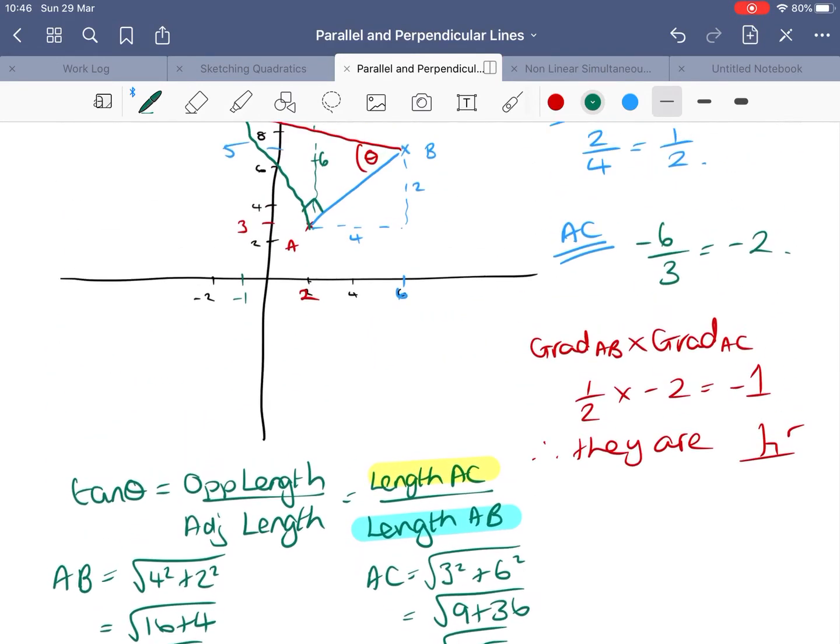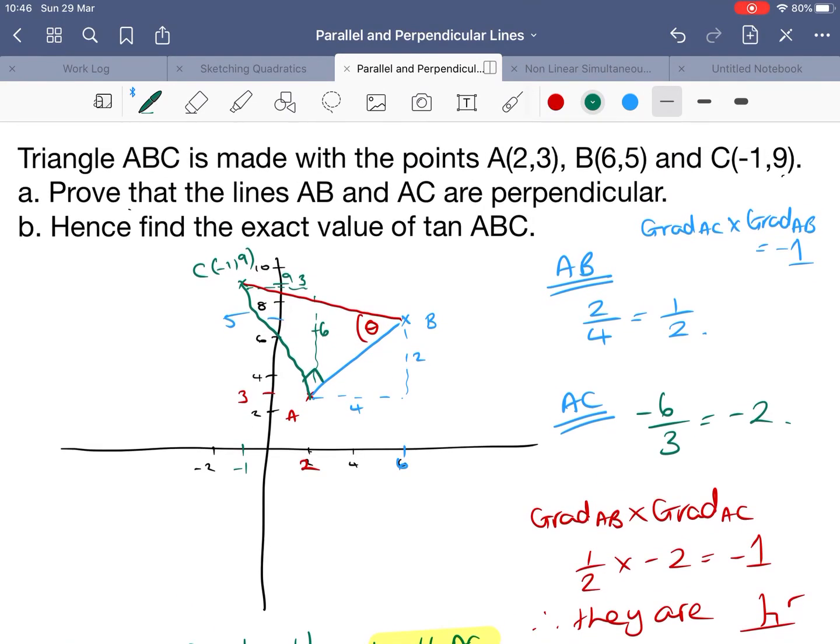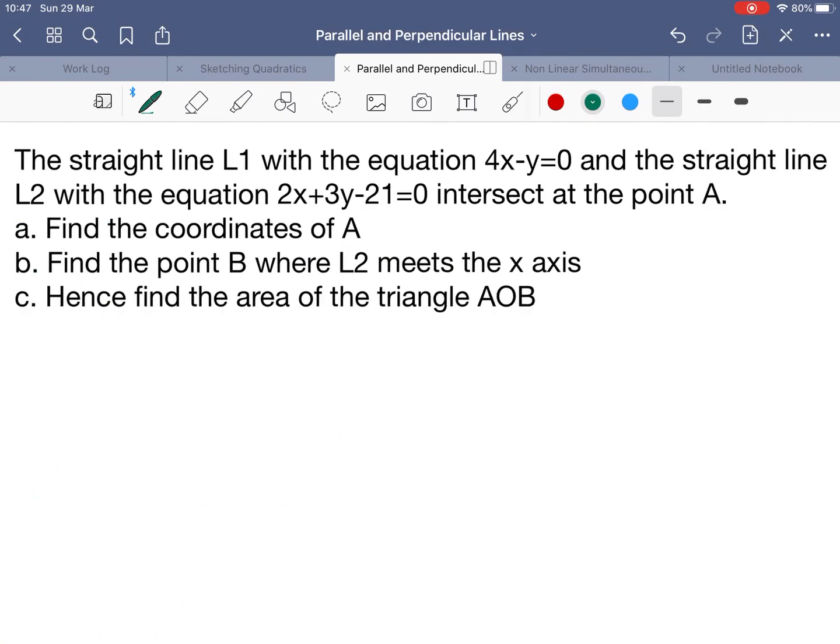Okay, quite a complicated question, but hopefully you can see it just goes back to our trig ratios that we learned at GCSE. Tan theta equals opposite length over adjacent length. We're using how to find the length between 2 points, and we're putting it all together to get the answer. Okay, let's go on to the next one then.